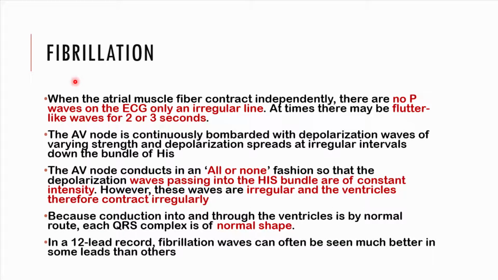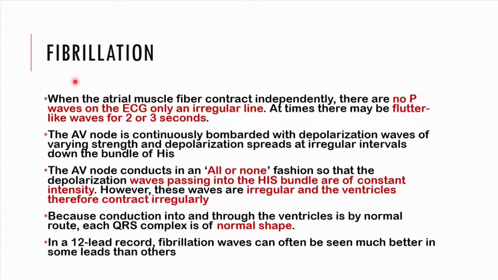Remember, when the atrial muscle contracts independently, there are usually no P waves on the ECG. We only see an irregular line. We call these flutter-like waves, or F waves, which usually happen for about 2 to 3 seconds. And remember that the AV node is going to be constantly bombarded with these depolarizations coming from the atrium, of varying strengths and varying durations, arriving at irregular intervals to the AV node.